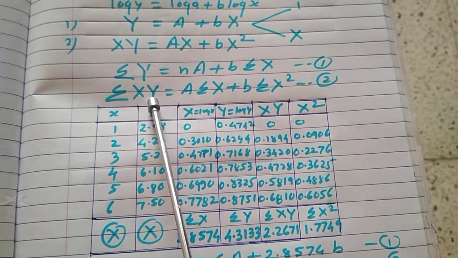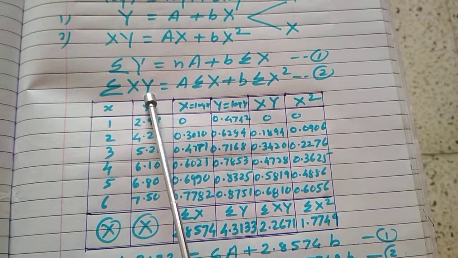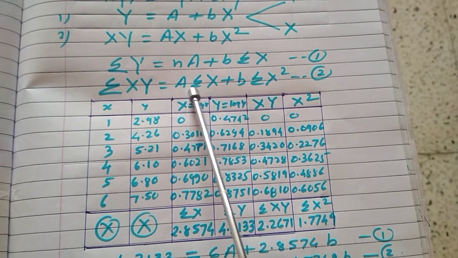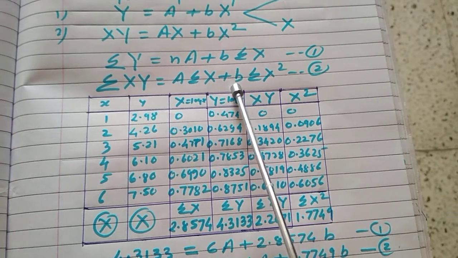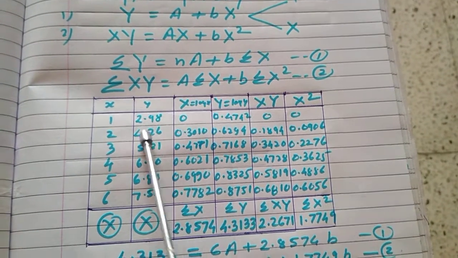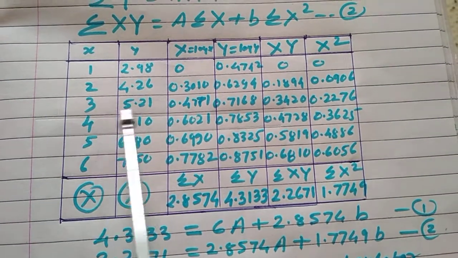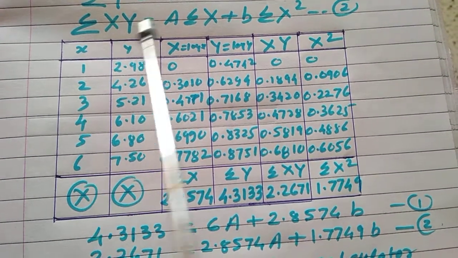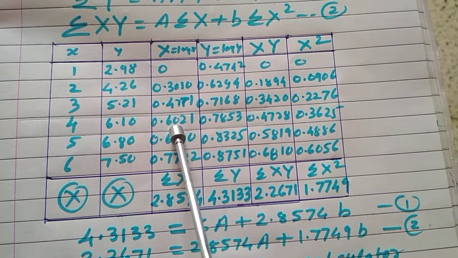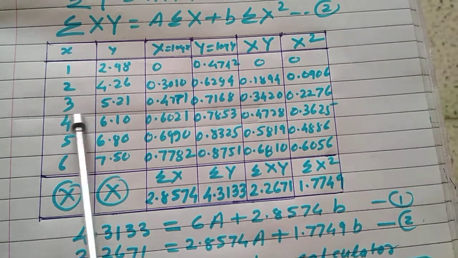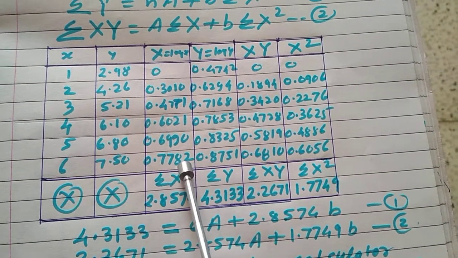Summation of XY capital is equal to A summation of capital X plus B summation of capital X square. Remember one thing again, I don't want small x, small y table in this problem. Now you know the x table, you know the y table, but I don't want them. I want the new x table, that is the capital X table, by taking log. So log of 1 is equal to 0, in this way log of 2, log of 3, log of 4, and in this way log of 6.